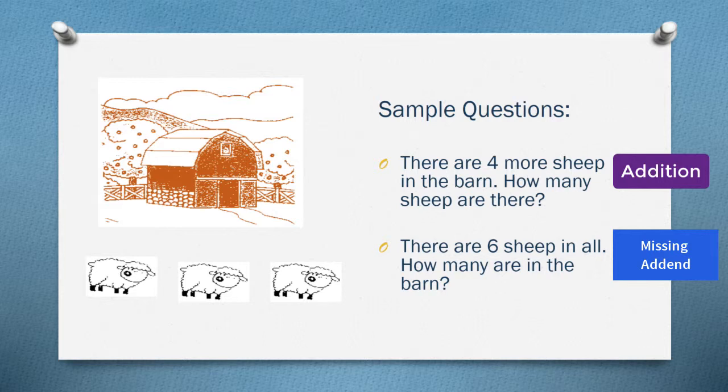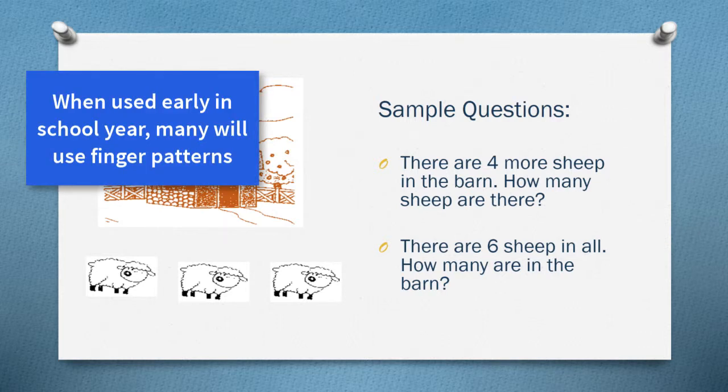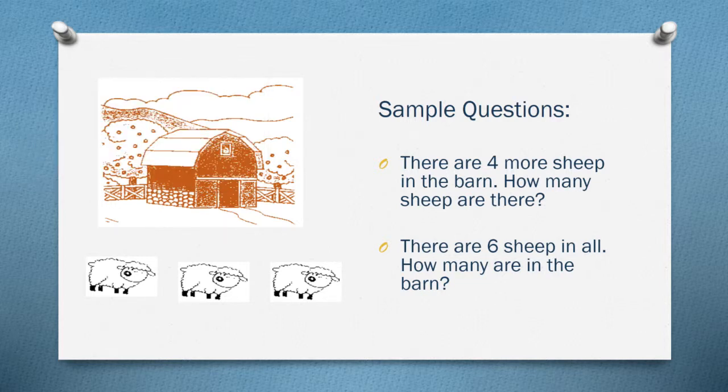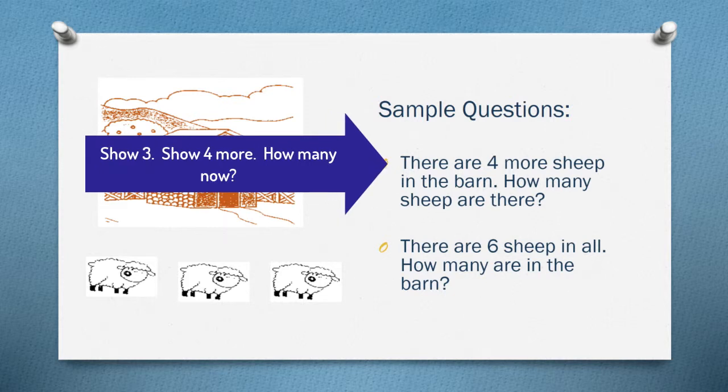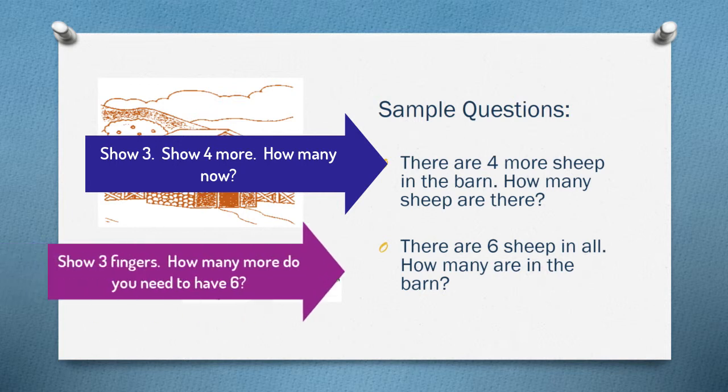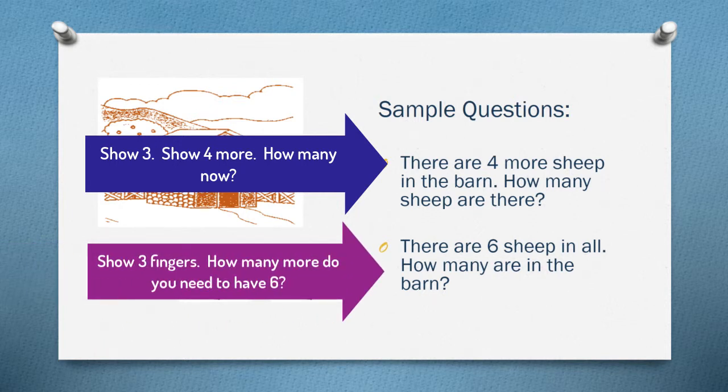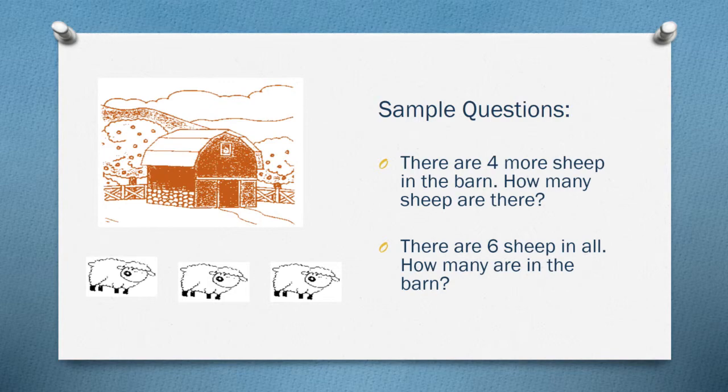How might children approach these tasks? Well, as we've said before, the intention is that these tasks should be used alongside of the patterning and partitioning activities. They can be interspersed and used relatively early. So in that sense, many children will use finger patterns to figure these out. Notice the similarity of these tasks to finger pattern tasks. The first one is very similar to show 3 fingers, show 4 more, how many fingers do you have now? The second task is very similar to show 3 fingers, how many more do you need to have 6?